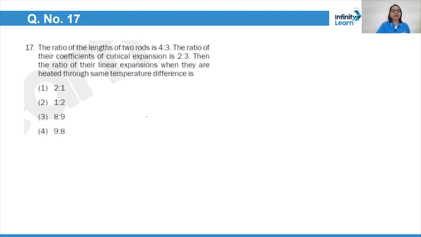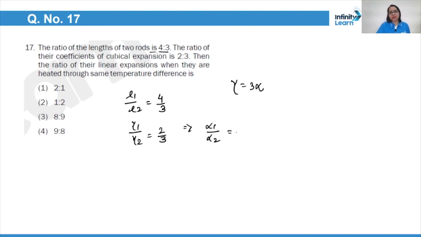Question number 17. The ratio of the lengths of two rods is 4 is to 3. L1 upon L2 is 4 by 3. The ratio of the coefficient of cubical expansion gamma 1 upon gamma 2 is 2 by 3. Now we know that gamma is equal to 3 alpha. So you can write alpha 1 upon alpha 2 is equal to 2 by 3. Then the ratio of the linear expansion when they are heated through same temperature differences. So delta L1 will be L1 alpha 1 delta T and delta L2 will be L2 alpha 2 delta T.